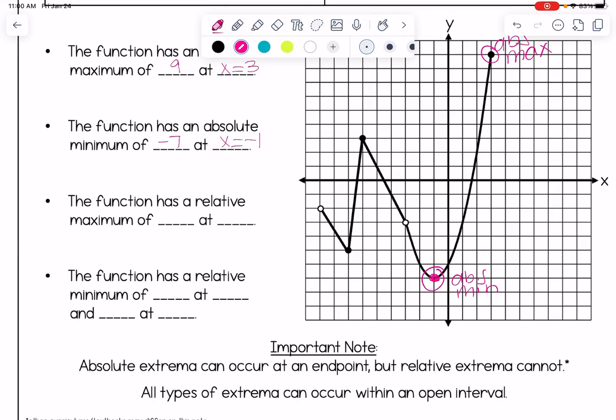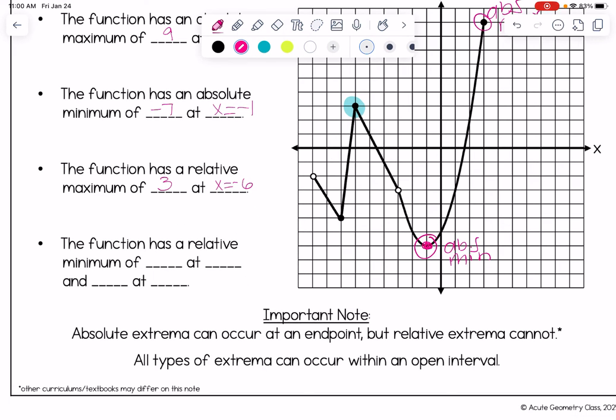But now let's talk about relative extrema. The function has a relative max of something at something. A relative max means relative to the points around it. If I take a look at my graph, I'm going to highlight in blue this point here, that is higher than the points to the left of it and the points to the right of it. So that is what we consider a relative max. We're going to say that the relative max is 3, and it occurs at x equals -6.